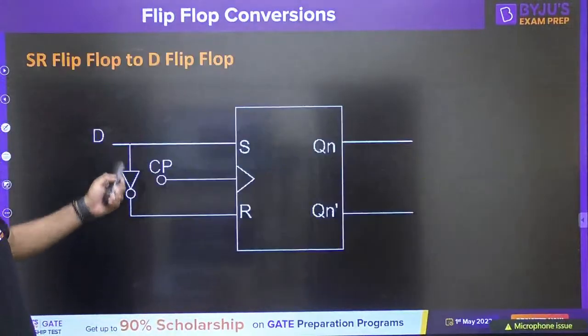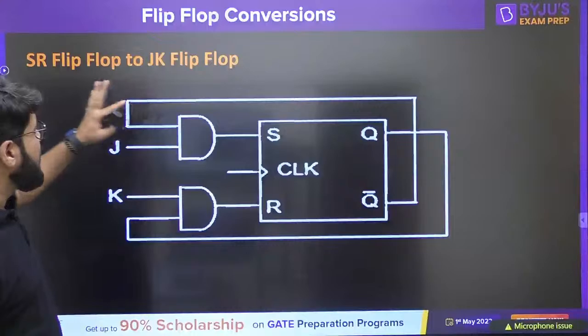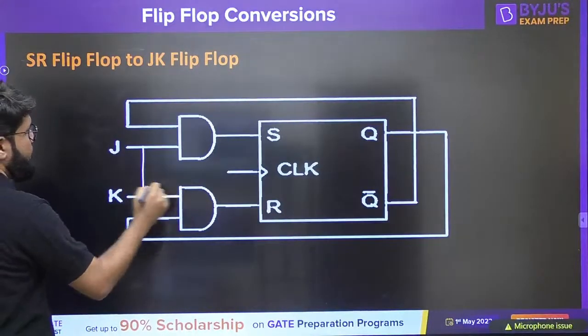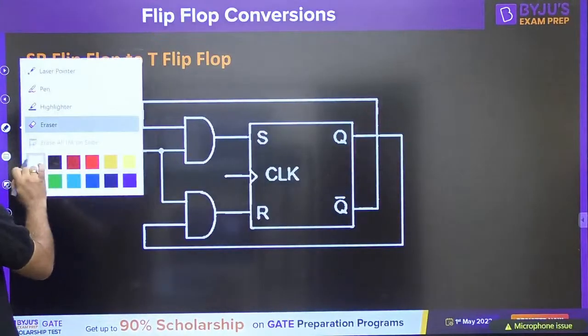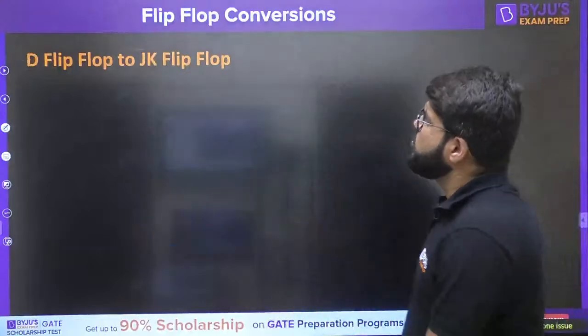So SR to D, SR to JK: when we were designing SR to JK, we took one more level of feedback. And then when you make J and K both common, that becomes a T flip-flop. I'm not explaining this part because we have already covered it in the first two classes. Let's go to the next.